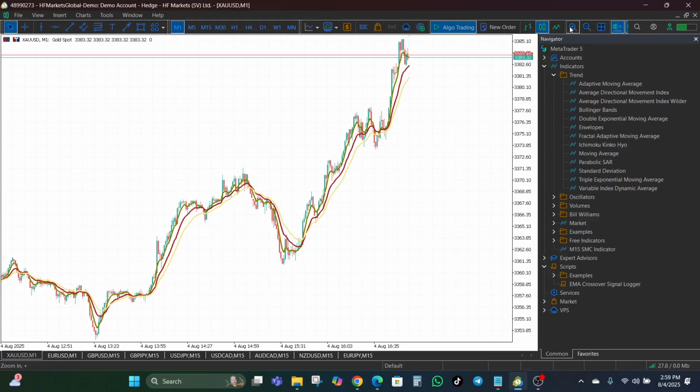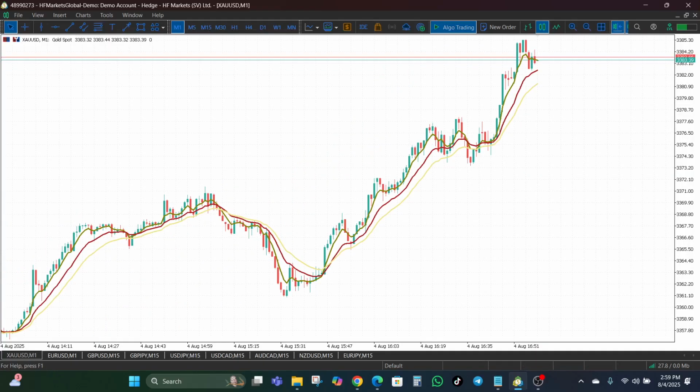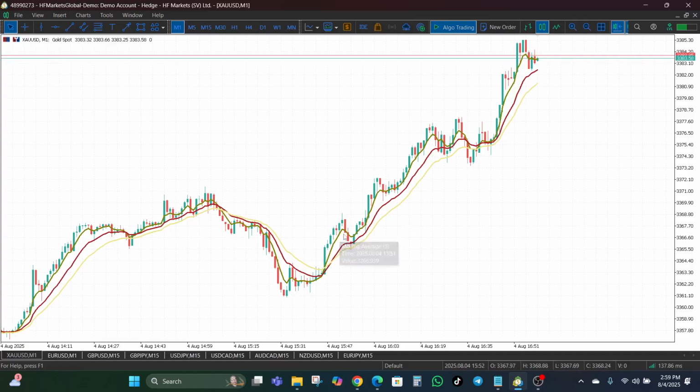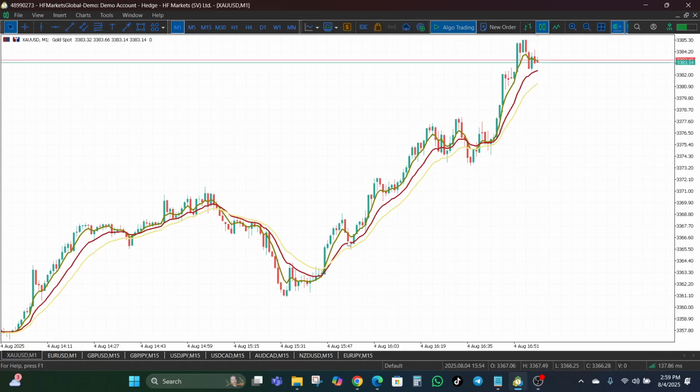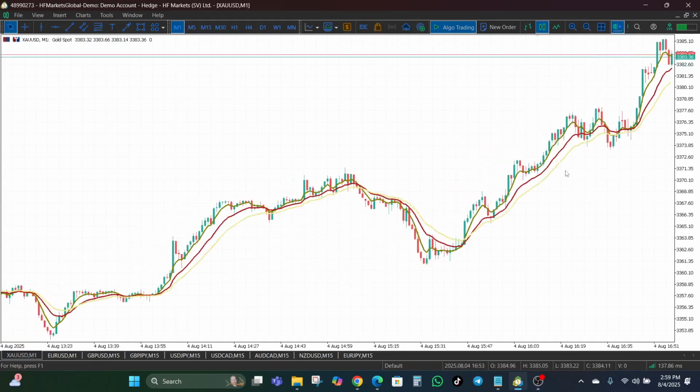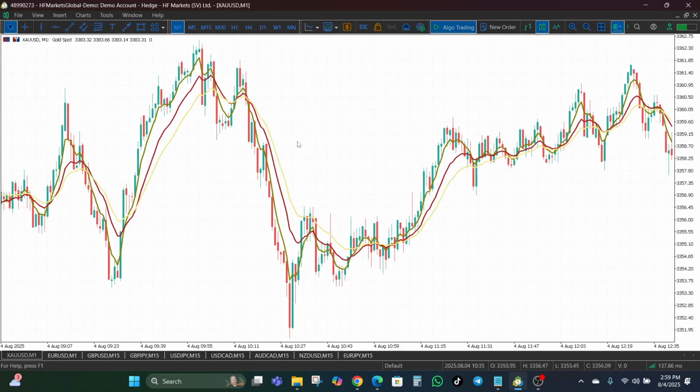Now here is how it works. You look for all 3 EMAs to align in one direction, just like what we have here right now. The EMA 5 must be above the EMA 13, and the EMA 13 must be above the EMA 21 for a buy setup. All right, now the opposite is the case for a sell setup. Okay, for a sell setup, you must have the 5 EMA below the 13 EMA, and the 13 EMA must be below the 21 EMA.